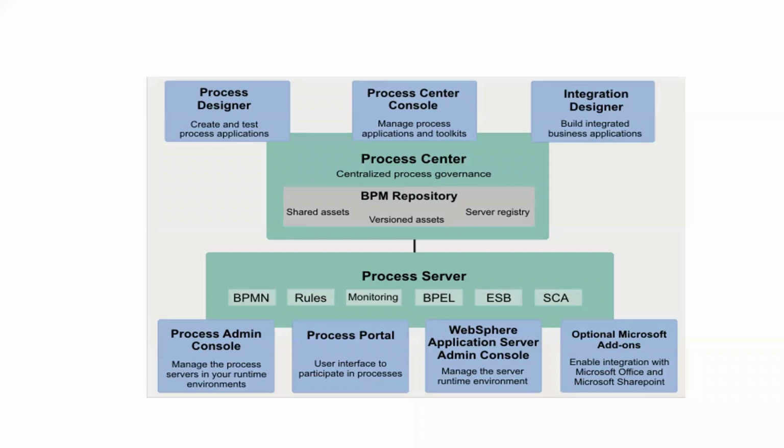Now, if you see at the top, we have the Process Center Console. The Process Center Console is the console through which we can view the BPM repository. And what do we see in the repository? We see the different process applications and toolkits. As it says here, the Process Center Console is used to manage process applications and toolkits.